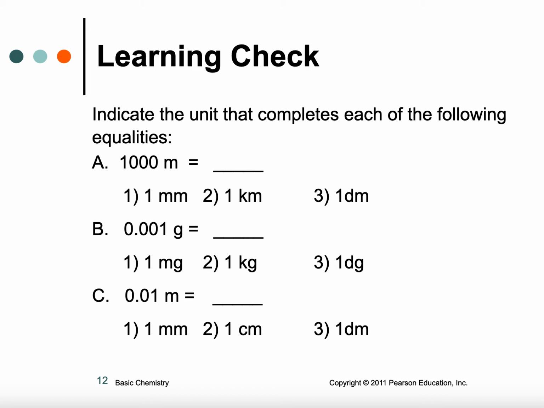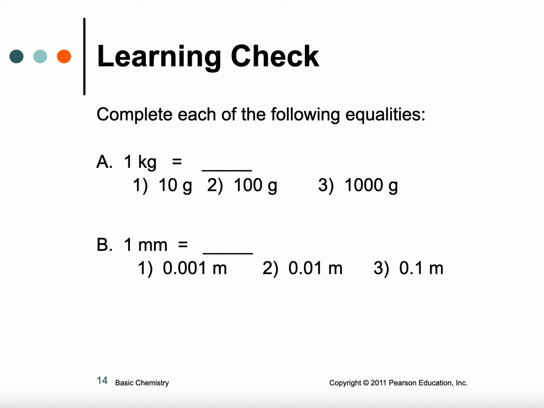Indicate the unit that completes each of the following equalities. 1,000 meters is 1 kilometer. 1,000th of a gram is equal to 1 milligram, because milli is 1,000th. 0.01 meter, that's 100th of a meter, so that would be 1 centimeter. Last one. 1 kilogram is 1,000 grams, so number 3.